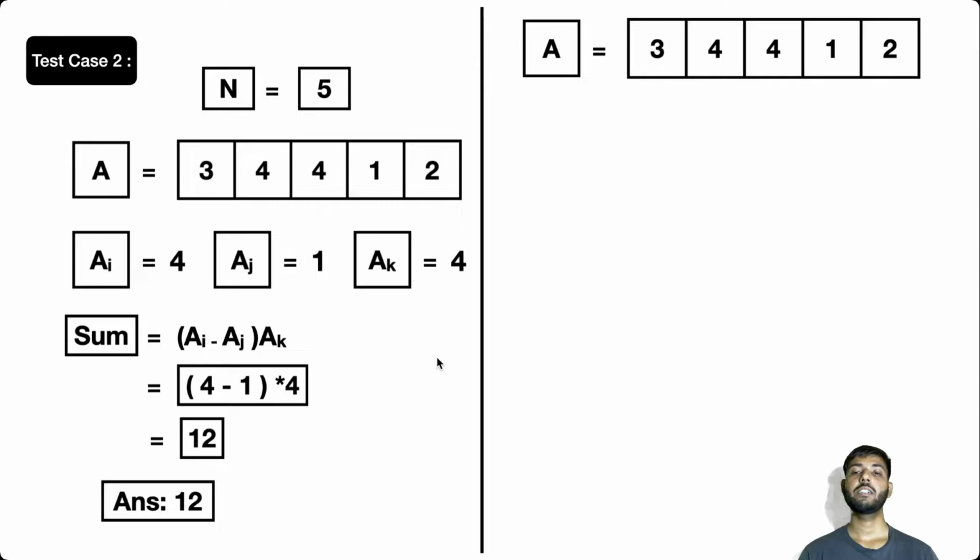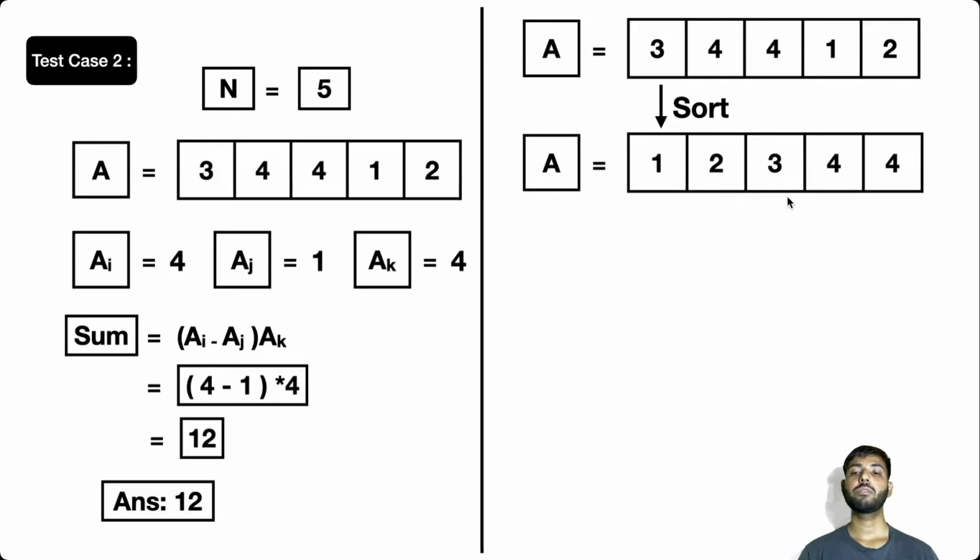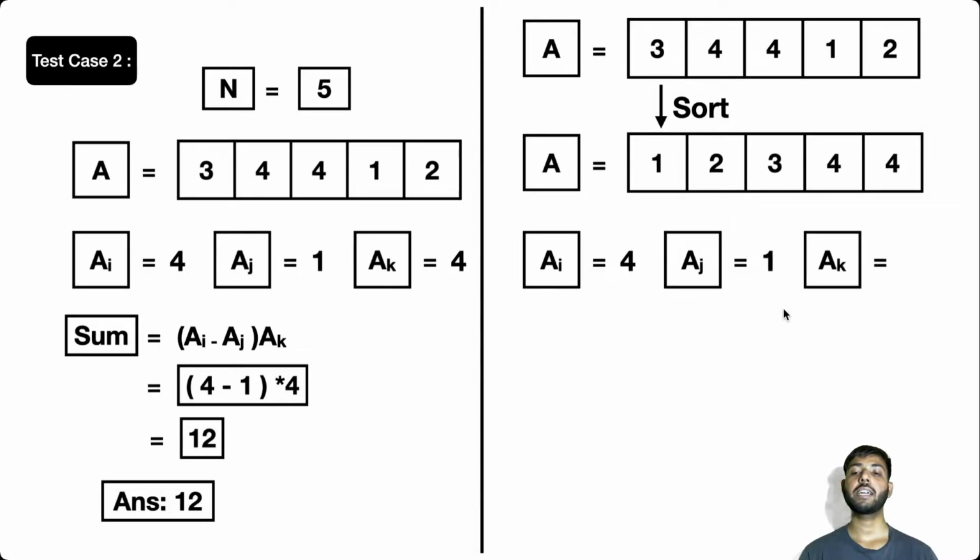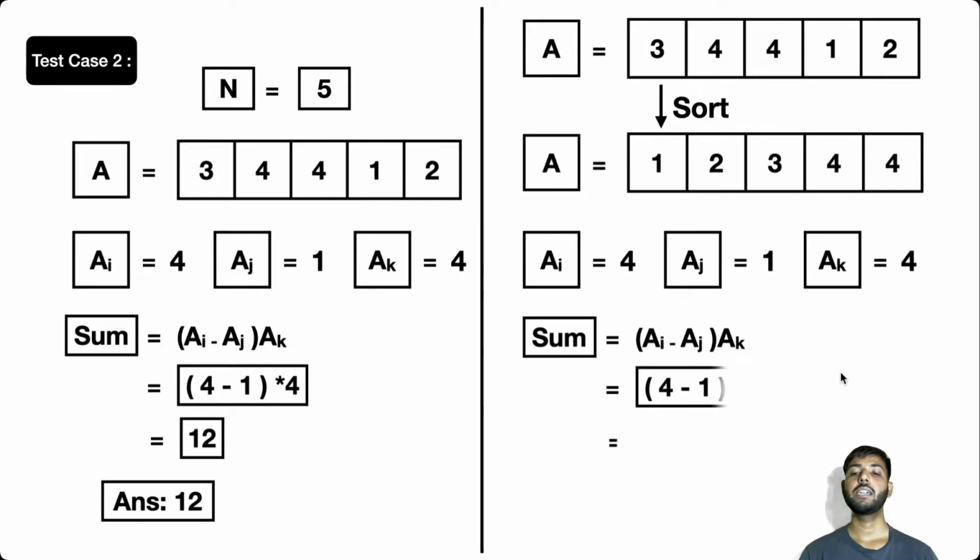We have the given array. Now the first task we need to do is sort the array. After sorting we get 1, 2, 3, 4, 4. Now the first element which we need to select is the maximum element of the sorted array, that is 4. The second element, that is aj, we need to select the smallest element of the sorted array, that is 1. And the third element, that is ak, we need to select the second maximum element, that is 4. So this is our element. You can see it is similar to the element that is provided in the test case. Now after performing the operation ai minus aj into ak, we get the value 12 and that is our answer.